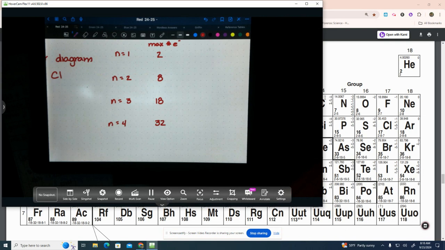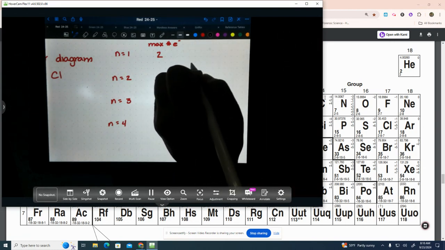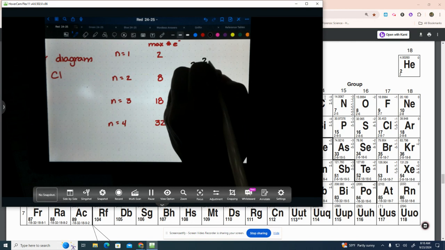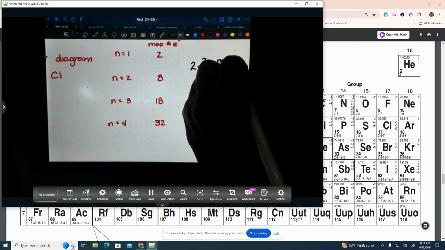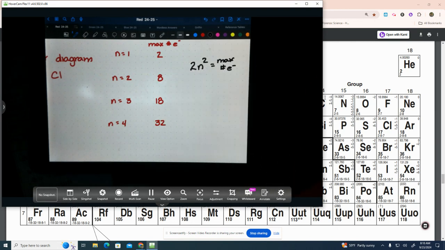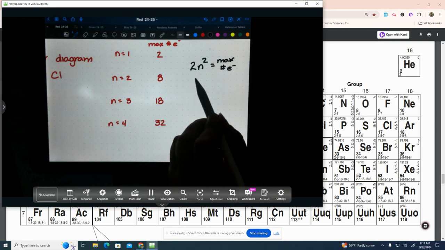There is a formula for that. It is not given on your reference tables. They do ask every once in a while for that formula. So I'm going to give it to you. It looks like this. 2n squared equals maximum number of electrons in the energy level, where n is the energy level.